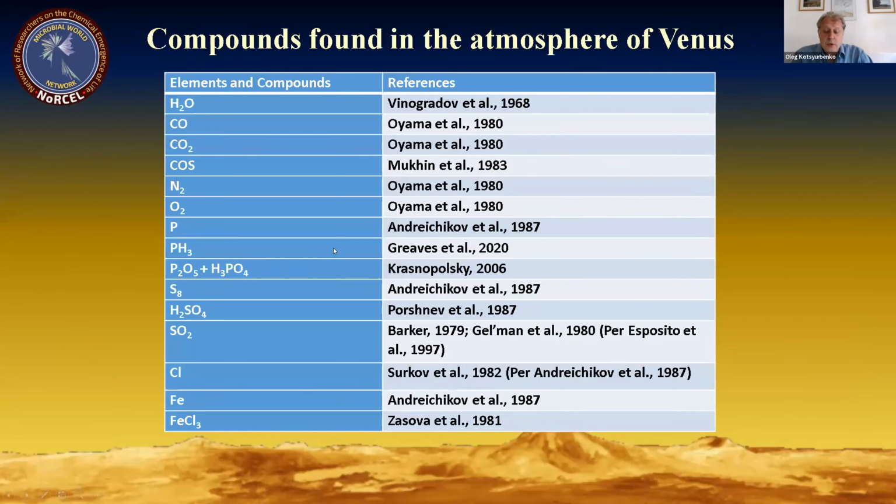The table shows us compounds detected in the clouds of Venus. Among them, we see sulfur, different sulfur compounds, including the allotrope of sulfur, S8, as well as iron compounds.